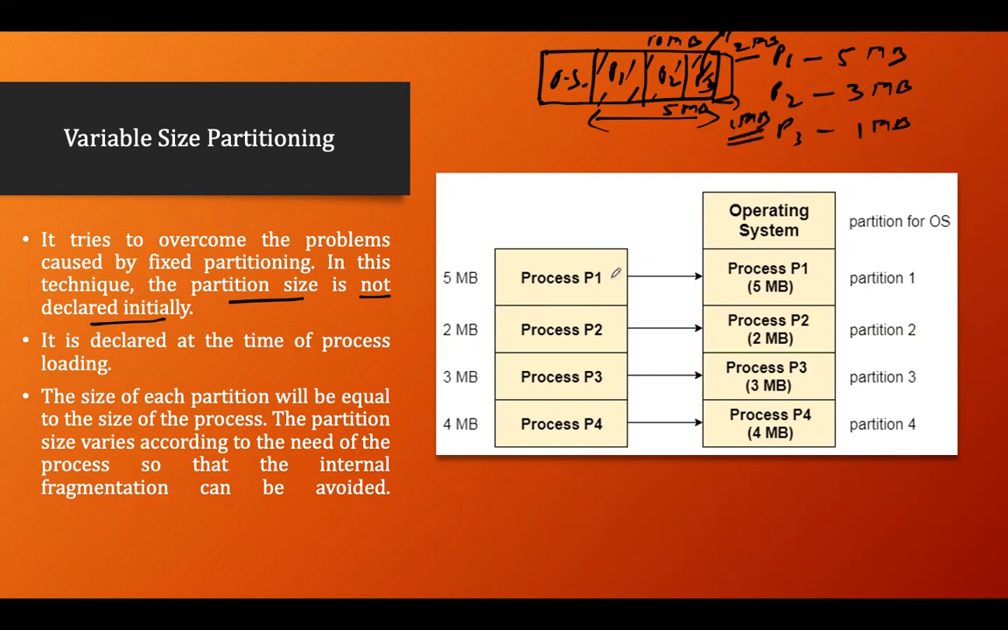Now here you can see we have processes P1, P2, P3, P4. 5 MB is accommodated and makes one partition. Then 2 MB is accommodated and makes another partition. 3 MB is accommodated in one partition. 4 MB is accommodated in another partition, right? So this is the variable size partition.